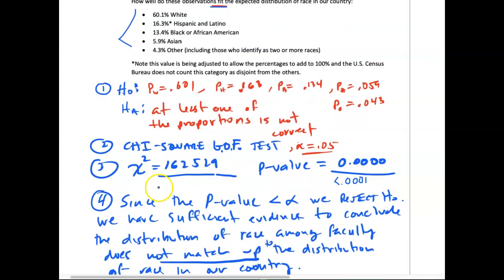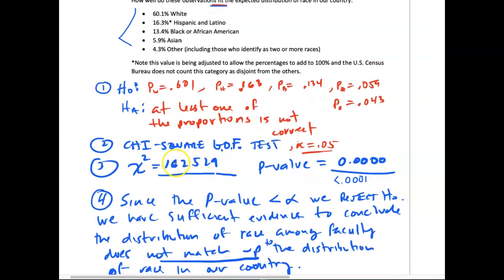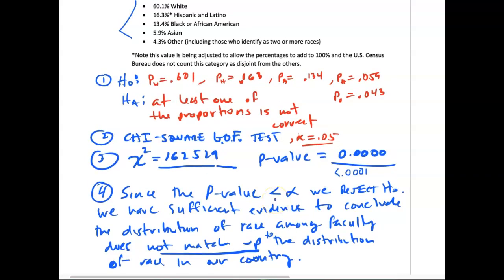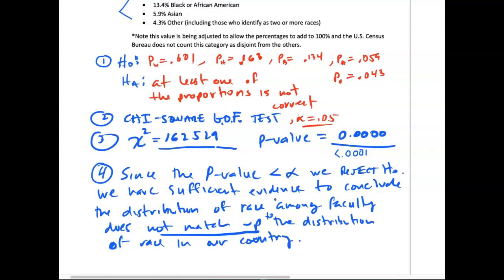Step three is to get the chi-squared value, get a big number. The p-value is really small, which then leads us to the conclusion. Since the p-value is less than alpha, 0.000 is less than 0.05, we reject the null hypothesis. And so we'll say we have sufficient evidence to conclude the distribution of race among faculty does not match up to the distribution of the census data. And so let's go and take a look how to do that in ArtistStat.